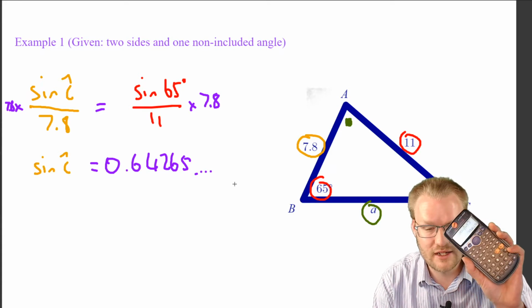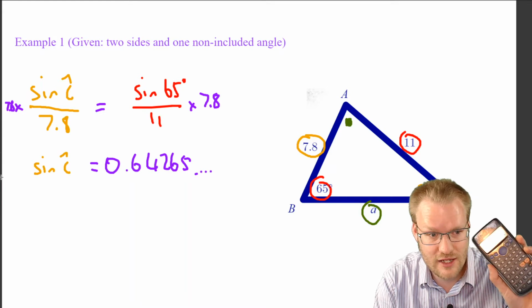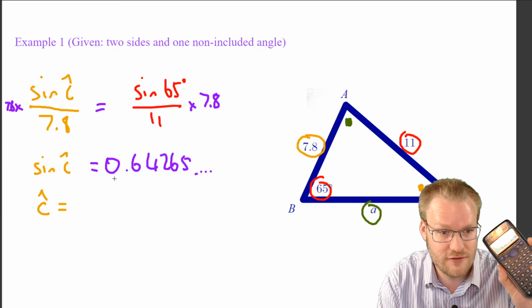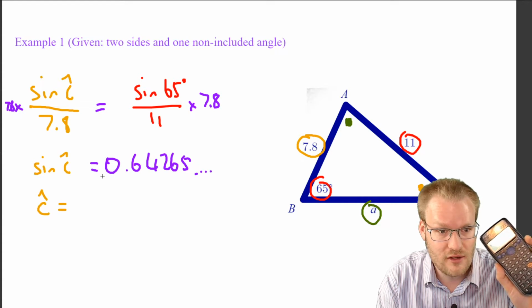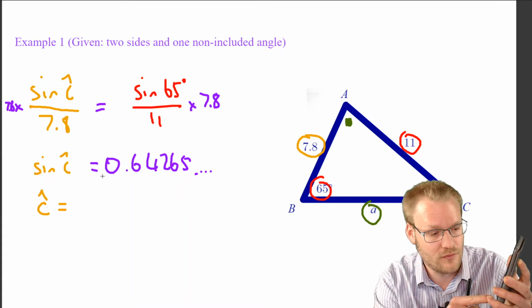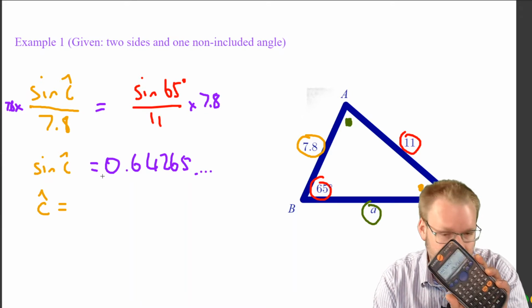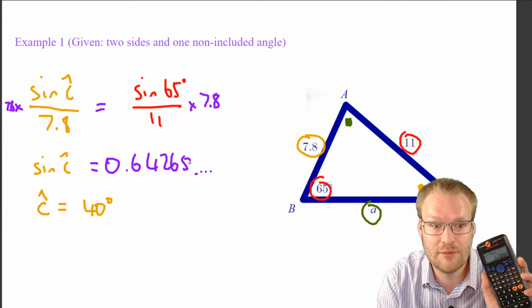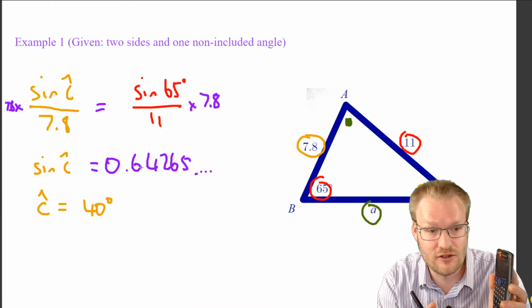Now notice, and you'll see this written down, leave that in your calculator so that for the next step, C is shift sine of that. I'm just going to go shift sine and get 39.99 degrees, which I can then round off to 40 degrees. So you don't have to retype that in, just shift sine of the answer.